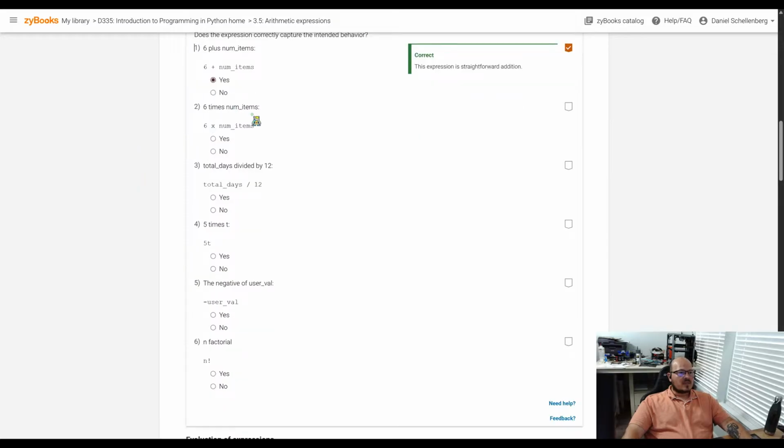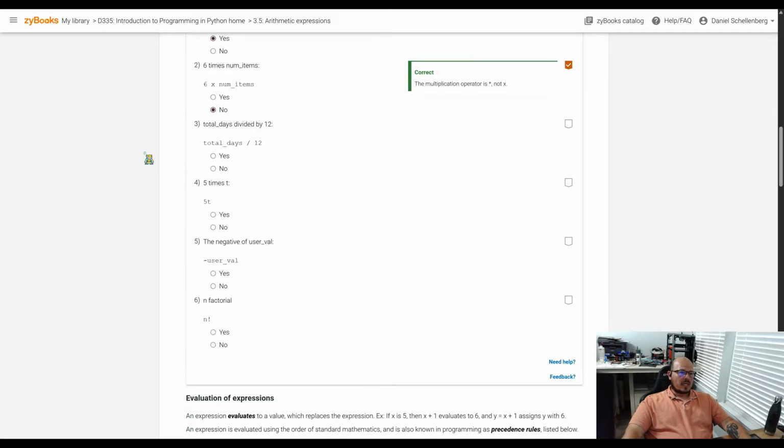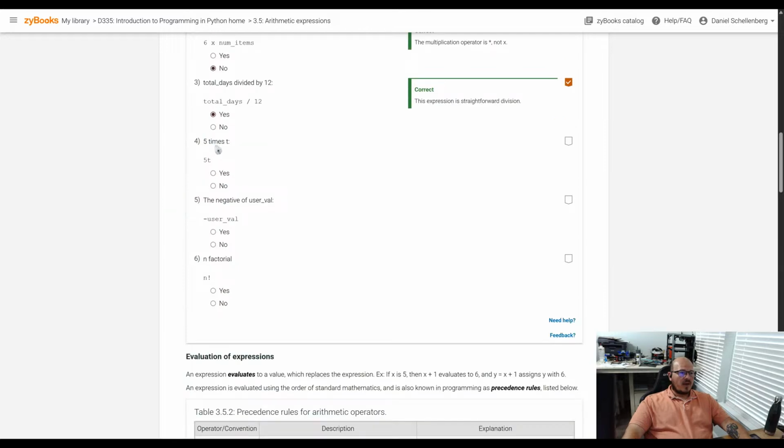6 times num items. Well, this is going to be no, because you don't write multiplication with an x. You use an asterisk. See? An asterisk. Total days divided by 12. That's going to be a yes. 5 times t, 5t. It's abutted. We need an asterisk there. So this is going to be a no.